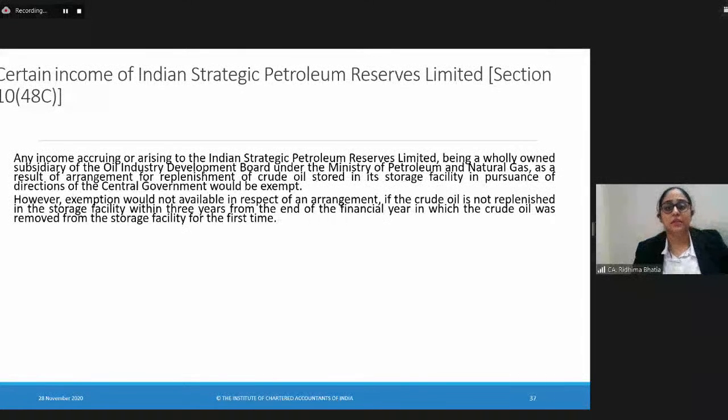Now, if you see the name very clearly, Indian Strategic Petroleum Reserves, whatever is received from that would be ISPRL's. But if the crude oil is not replenished, then the income would not be exempt. This is a new section which came. Again, students, these are just the ones you should remember in all cases.